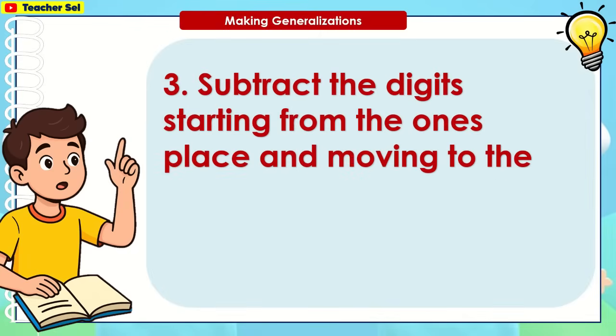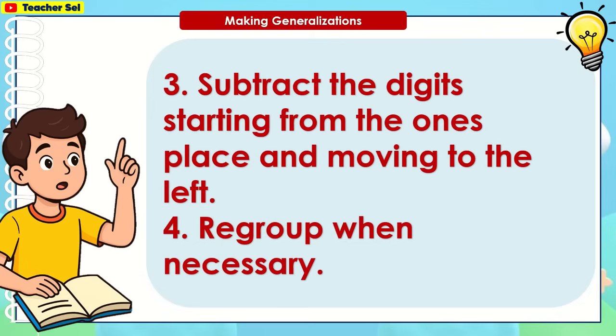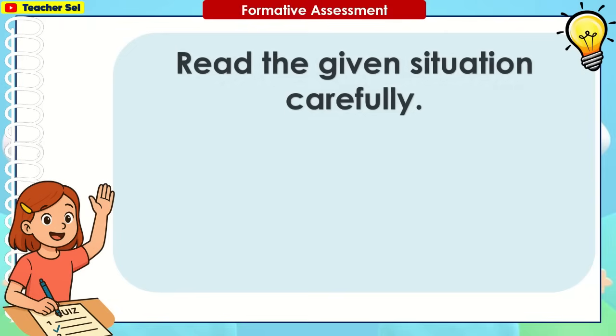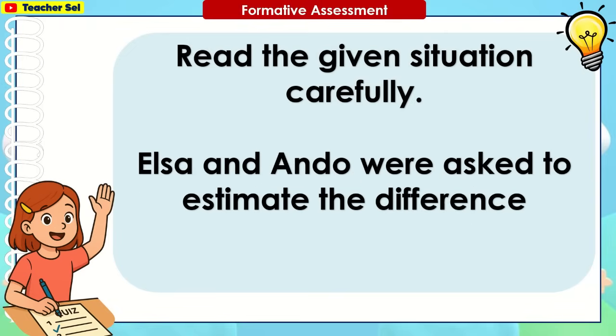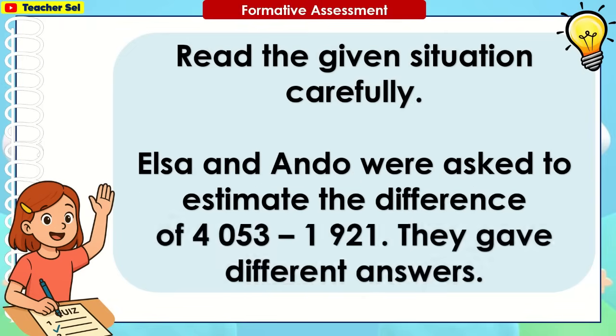Subtract the digits starting from the ones place and moving to the left. Regroup when necessary. Read the given situation carefully. Elsa and Ando were asked to estimate the difference of 4,053 minus 1,921. They gave different answers.